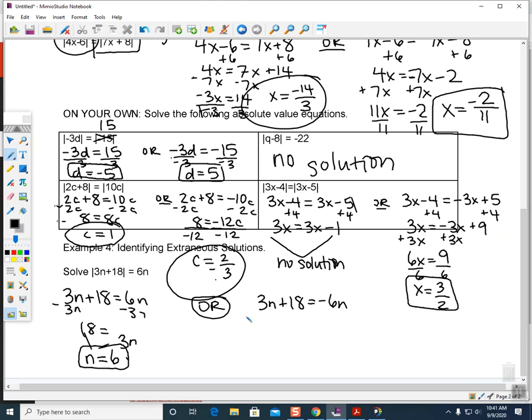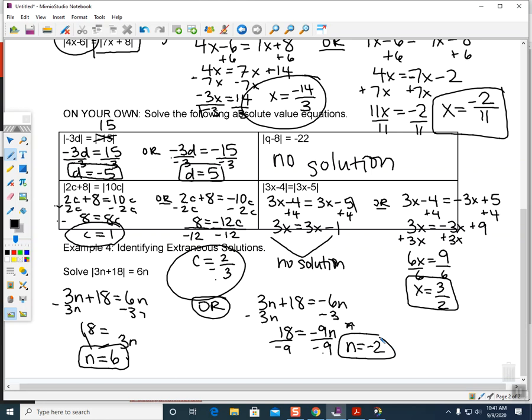Do the same thing over here. I'm going to subtract 3n from both sides. I've got 18 equals negative 9n. Divide both sides by negative 9. I've got n equals negative 2. All right. We would look at this and say, well, I got two answers. Neither one of them was no solution, so this is it, right? I'm done. However, we need to plug our numbers back in.